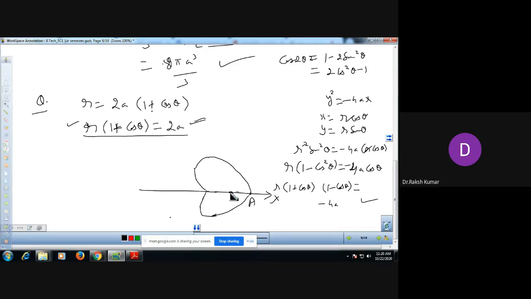So this is the cardioid, and your parabola will move from this point because it will not meet here. And what is this point? You know that this is theta equal to pi, and O is the point there. Now you have to find out, when it revolves about the initial line, the volume generated by these two figures.